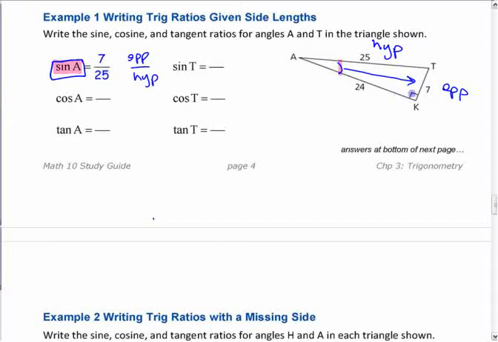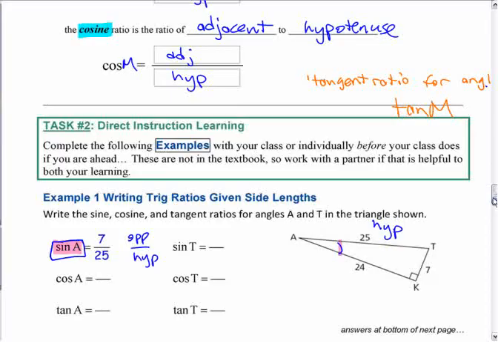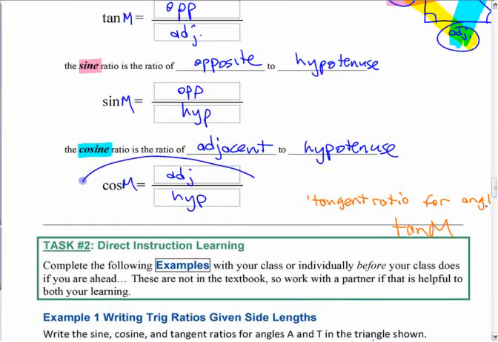Cosine of angle A would be not the opposite over the hypotenuse. What's the cosine up here? What does it say? It says cosine is adjacent over hypotenuse.